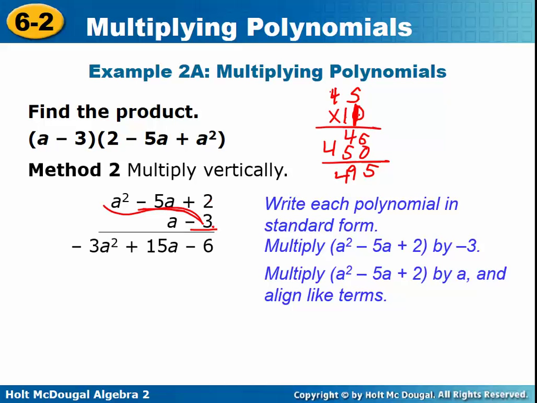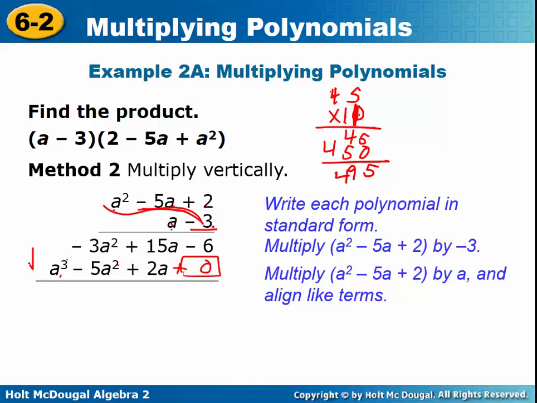All right, next we're going to multiply by the a. Notice we leave a placeholder here. You can put a plus 0 here if you want. So a times 2 is 2a. So we want the 2a to be lined up with the 15a, so our like terms are together. And then a times negative 5a is negative 5a squared. And then a times a squared is a cubed.